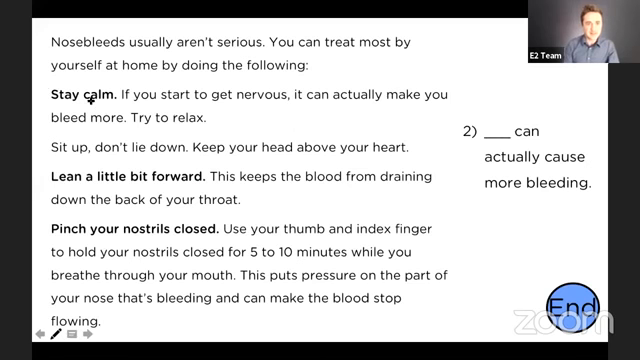And it says, stay calm. If you start to get nervous, it can actually make you bleed more. Try to relax. So some people have written nervous. Nervous can actually cause more bleeding. What is wrong with this? It's the right word, definitely. We need to change the word form so it fits that gap grammatically. So how do we change the word nervous to fit grammatically? What's the correct answer there? Just type that into the chat.